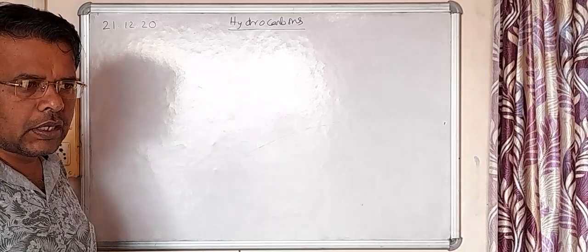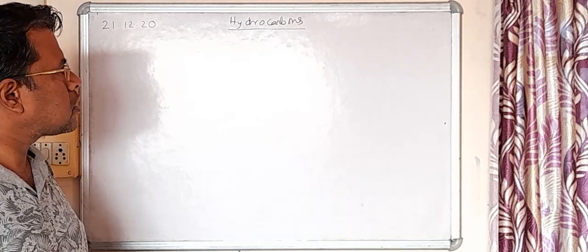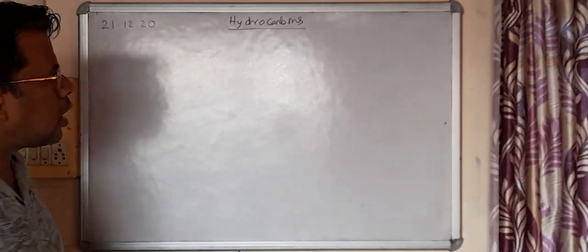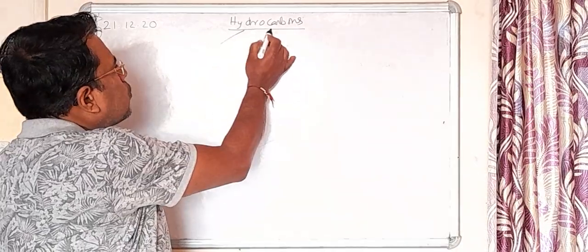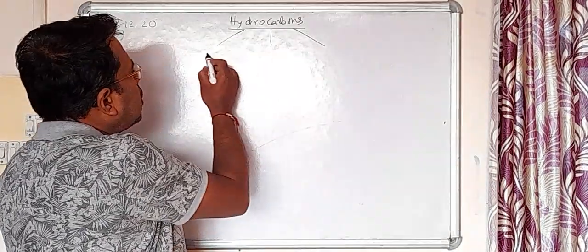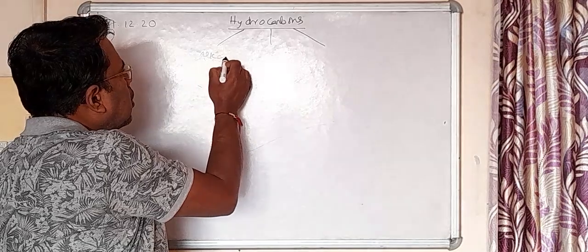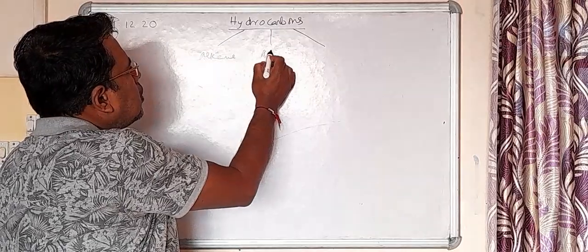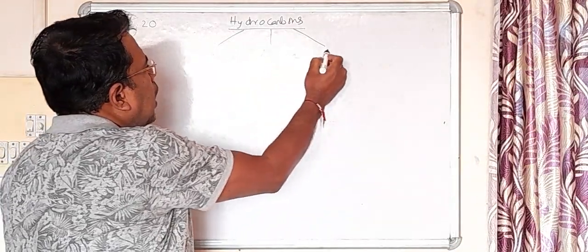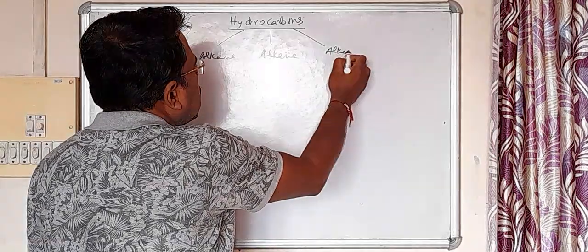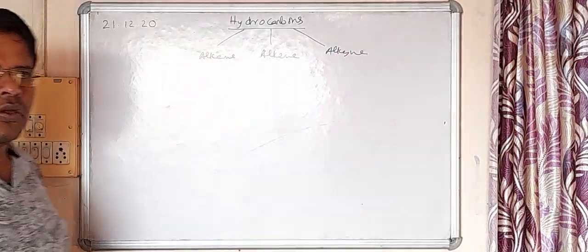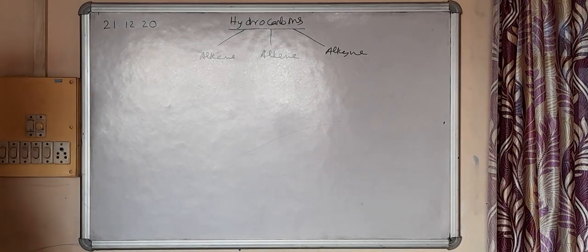So here we have the next chapter of organic chemistry, that is hydrocarbons. Now hydrocarbons are commonly divided into three classes. One is alkane, alkene, and alkyne. Okay, you have studied this in class 10.